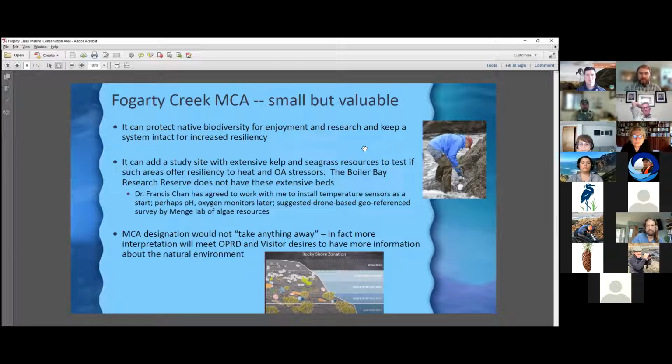And it's different than the Boiler Bay Research Reserve just to the south. Boiler Bay has some kelps and seagrasses, but it's not like this. They're not extensive and it's different.